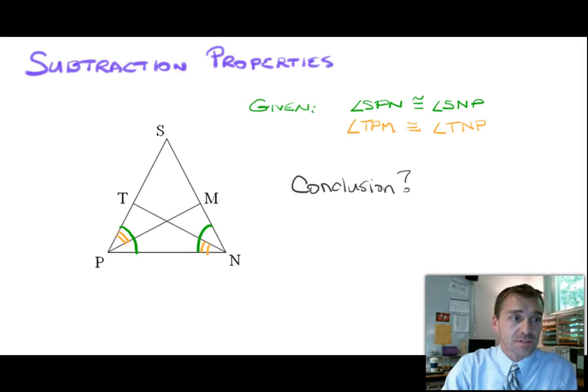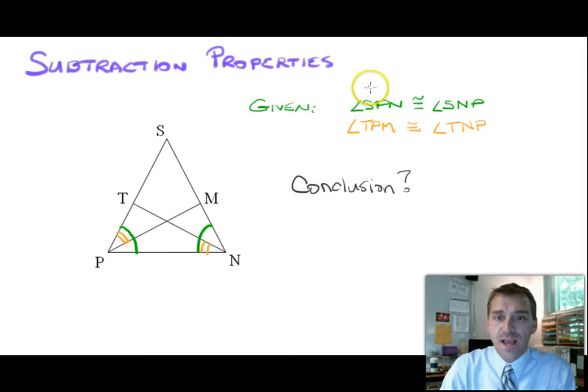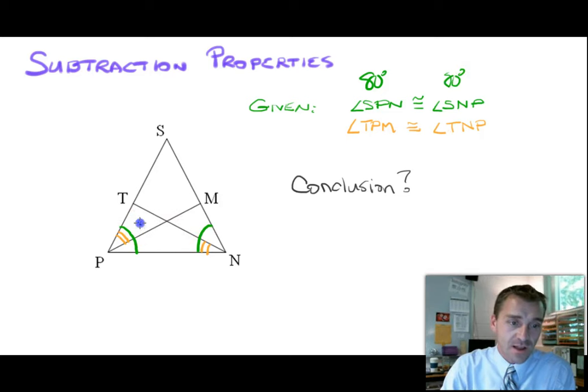Well, again, let's come up with a simple example. Let's say that this angle SPN happens to be 80 degrees. If these guys are congruent, that means this has to be 80 degrees as well. So this entire angle here is 80 degrees. This entire angle here is also 80 degrees.